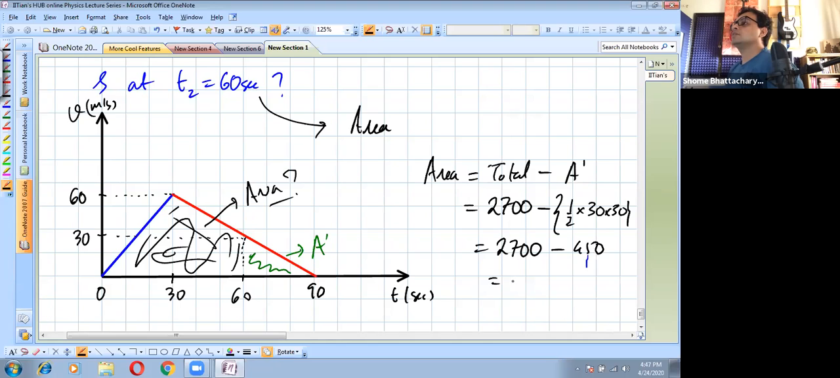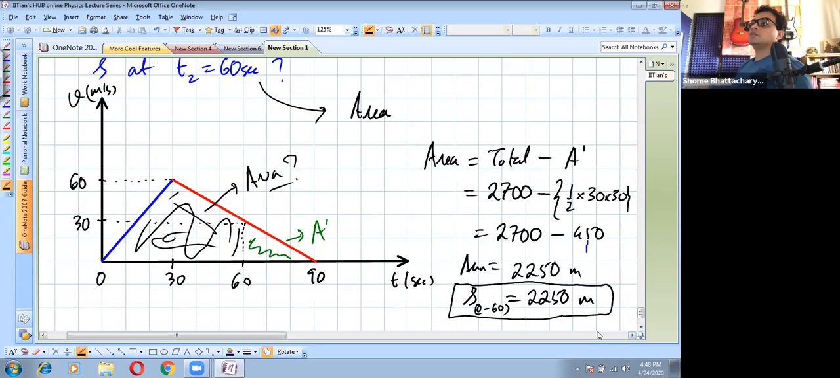So that is how much? That is 2250 meters. So this is this area. So this is my displacement from 0 to 60 seconds. This should become an answer. Okay. So this is the very interesting solution of the last part of the question. So hope this is clear to you people.